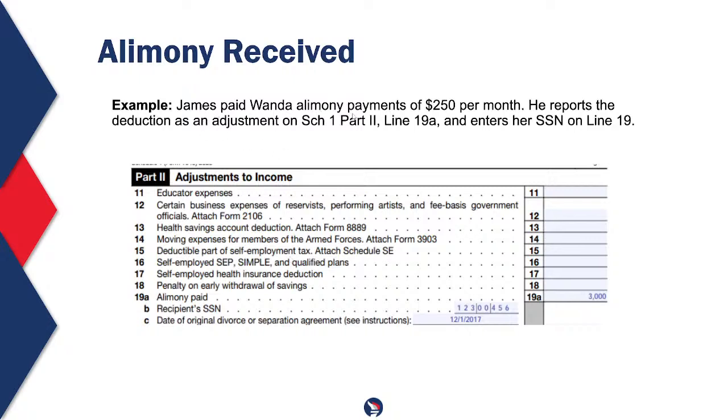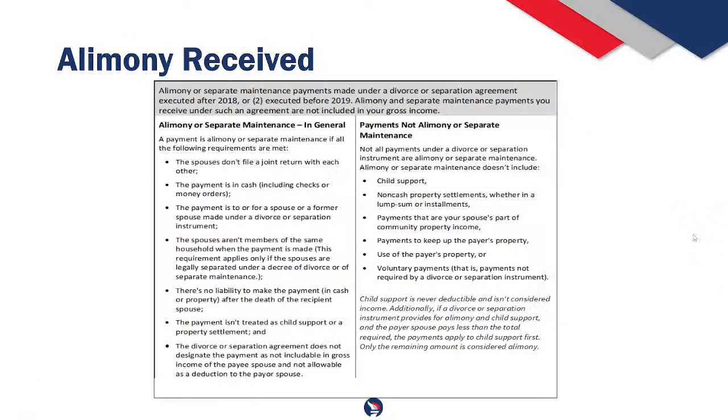So James paid Wanda alimony payments of $250 a month. This is continuing on our example that we just talked about. He reports the deduction as an adjustment, Schedule 1, Part 2, line 19a, and her Social Security number on line 19b. So here we go. This is all the information we just talked about: the $3,000 he paid out, who he paid it to, when the decree went into effect, showing that he is indeed eligible to write this off as an adjustment to income. So he's going to pay taxes on $3,000 less income. Now, it can benefit him for paying out alimony.